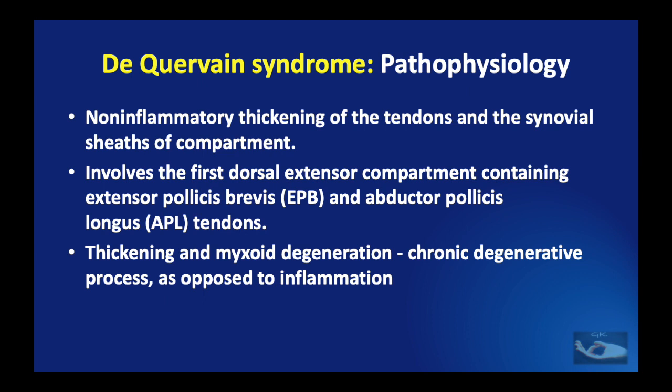What actually happens in these patients is that there is a non-inflammatory thickening of the tendons and the synovial sheaths of the compartment due to these repetitive movements, and obviously it involves the first dorsal extensor compartment containing the extensor pollicis brevis and the abductor pollicis longus tendons. There is a thickening and myxoid degeneration, which is a chronic degenerative process as opposed to inflammation.